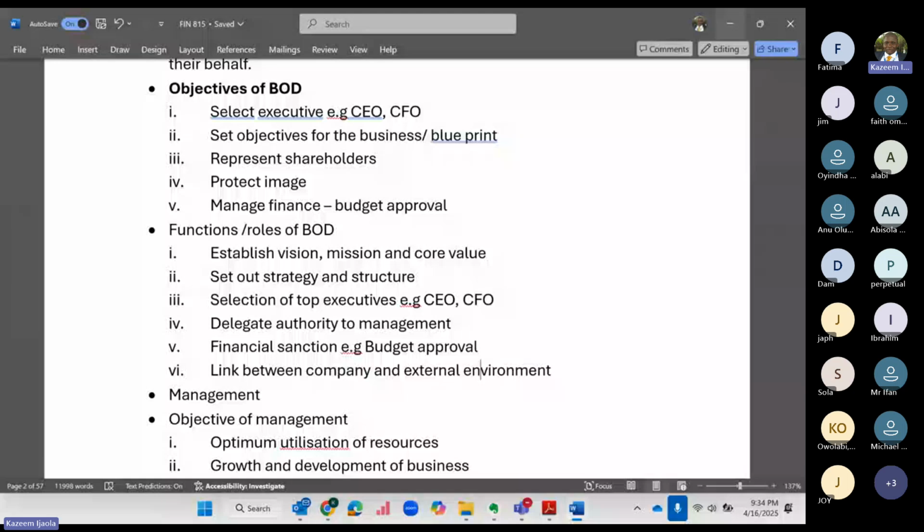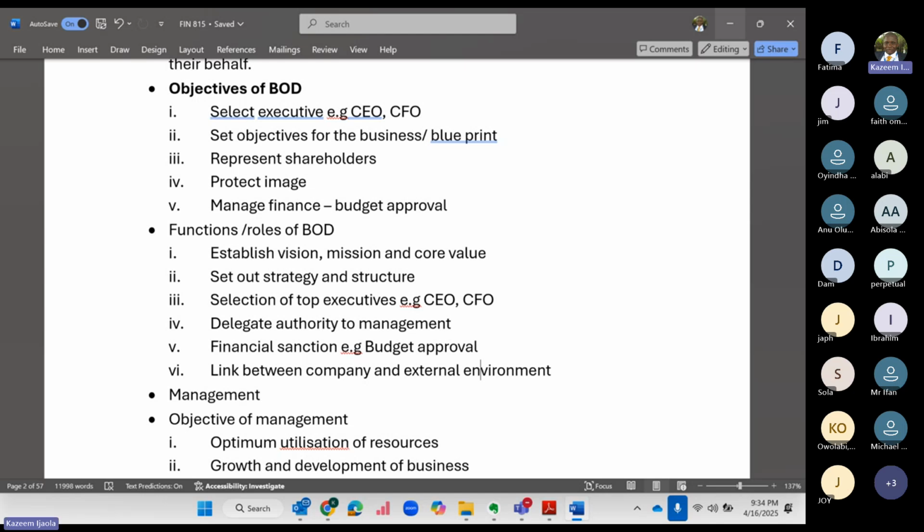So now that we have discussed the roles and functions of directors, the next thing is management. Remember, the syllabus says roles and functions of directors, then after that, roles and functions of management. So the first thing is that you need to understand the difference between directors and management. They are not the same things, right? Directors are those selected people that are appointed by who? By the shareholders. But who appoints management?